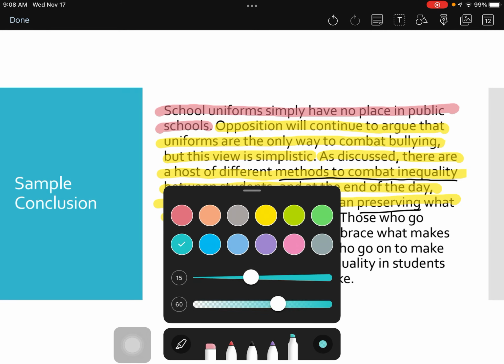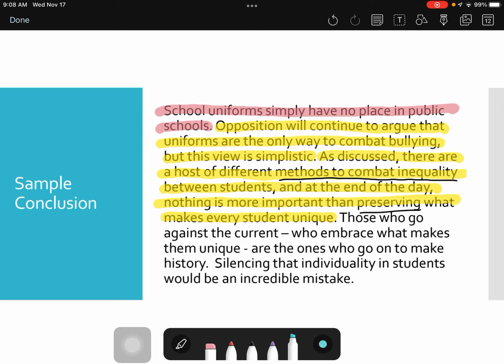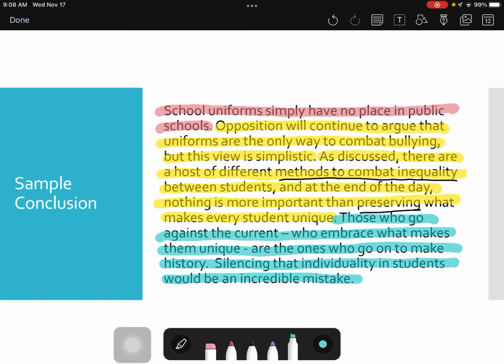And then the last part, that's kind of where we're bringing it to that meaningful end. And when I say meaningful end, I like to think of that as the so what. So that's where we start talking about people who go against the current making history, being unique, that it would be a mistake to kind of limit that. This whole part here is where we're establishing that broader context or the so what of the argument we're making.